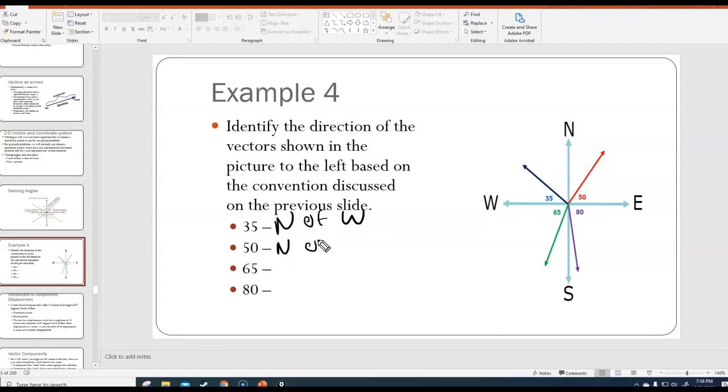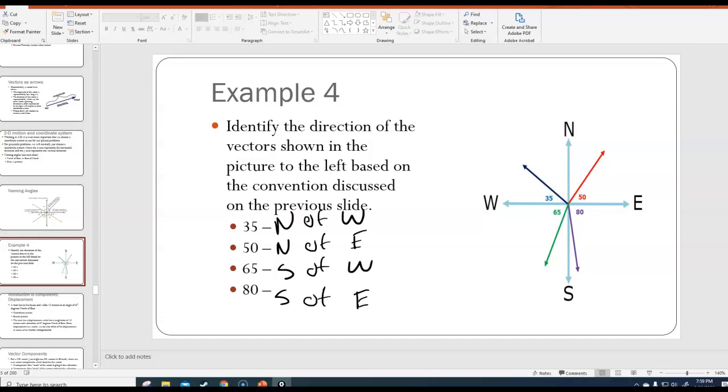That would be the north of east. The 65 degrees, that would be south of west. And then this 80 degrees right here, that would be south of east. Okay, so pause there if you need to look at example 4.